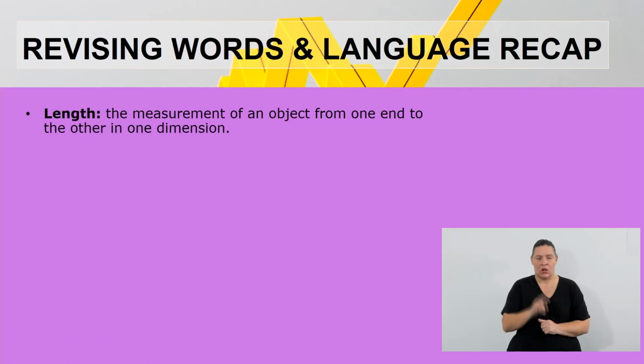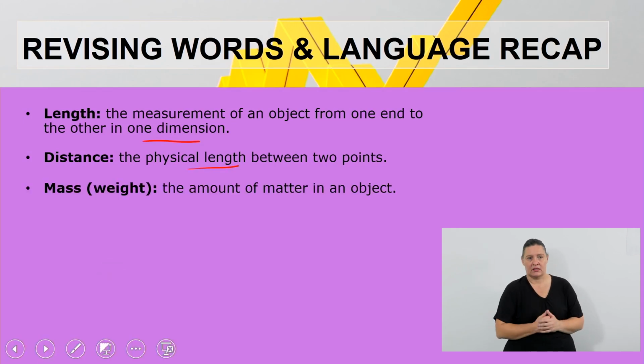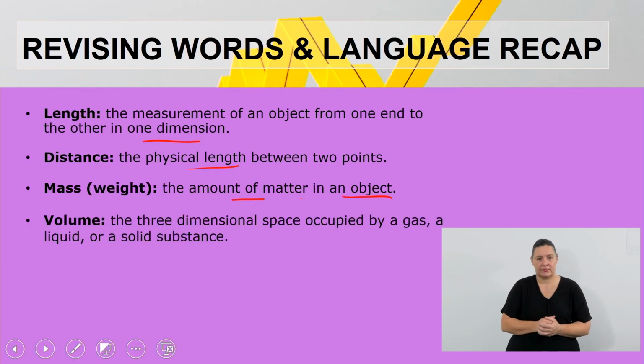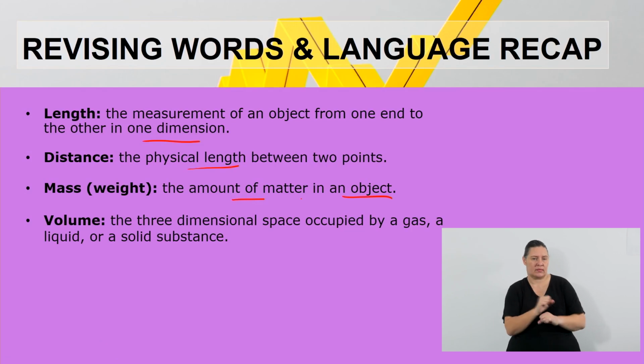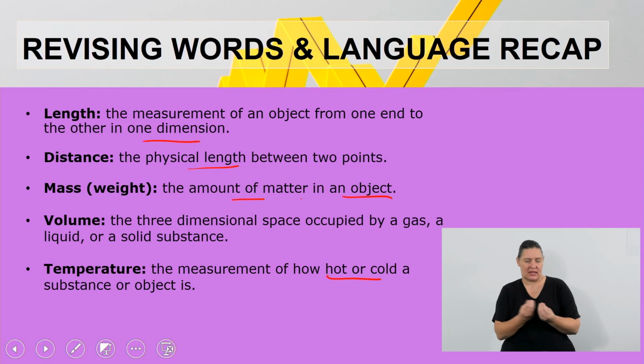Then, revising words, we looked at length, which is the measurement of an object from one end to the other end in one dimension. We looked at distance, that's the physical length between 2 points. Also mass, that is the amount of matter in an object. Then we looked at volume, the three-dimensional space occupied by a gas, a liquid, or a solid substance. Lastly, temperature, which is the measurement of how hot or cold a substance or object is.